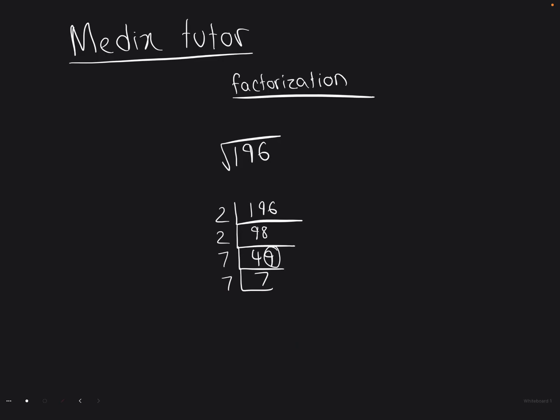Now what you want to do is look for pairs of 2, because it's a square root. So we're going to look for pairs of 2. This here is 7. This here is a 2. Now we multiply these and get 14. So now we know that 14 squared is equal to 196.